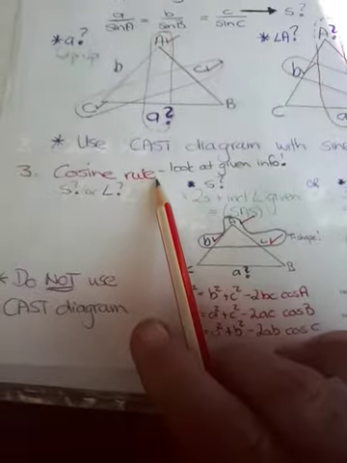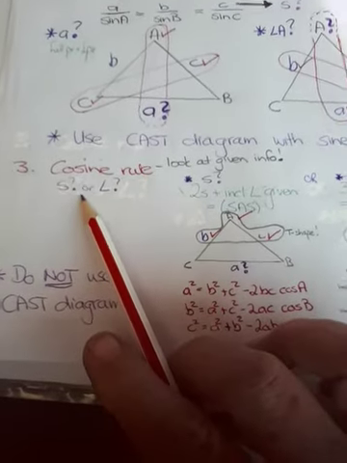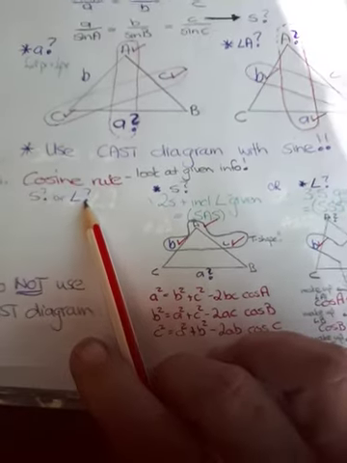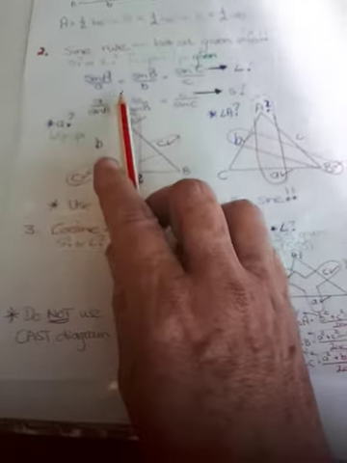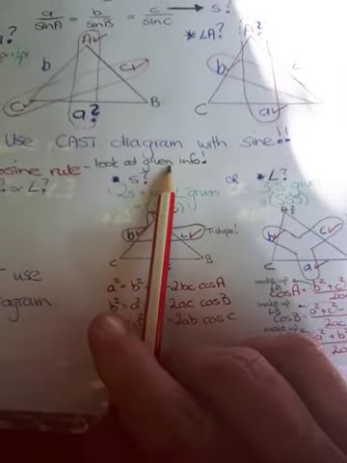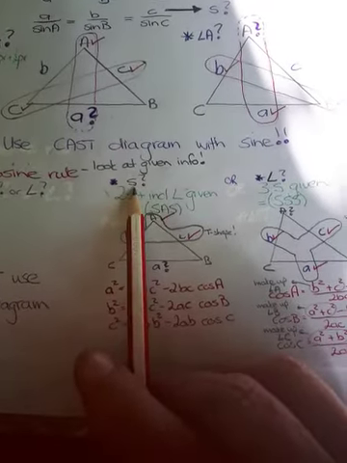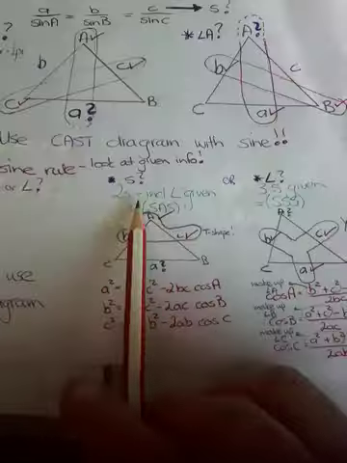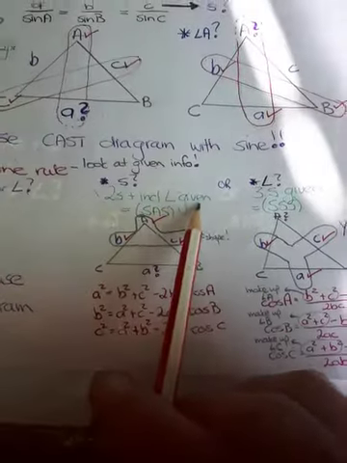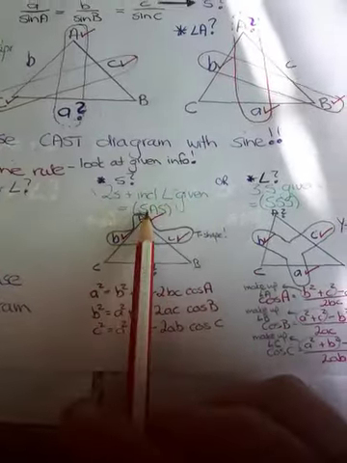Now, remember, the cosine rule can be used when a side or an angle is being asked. That is the same as the sine. Therefore, we must look at the given information. If a side is being asked, then two sides and an included angle must be given. This is what we call SUS: side, angle, side.